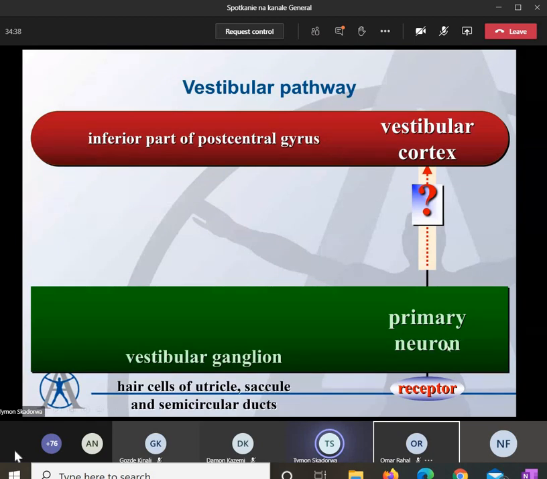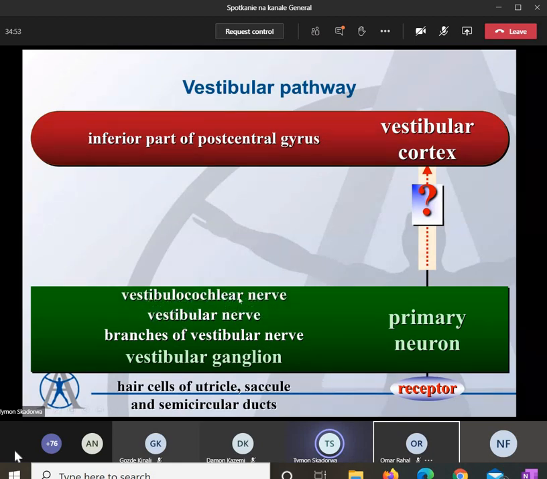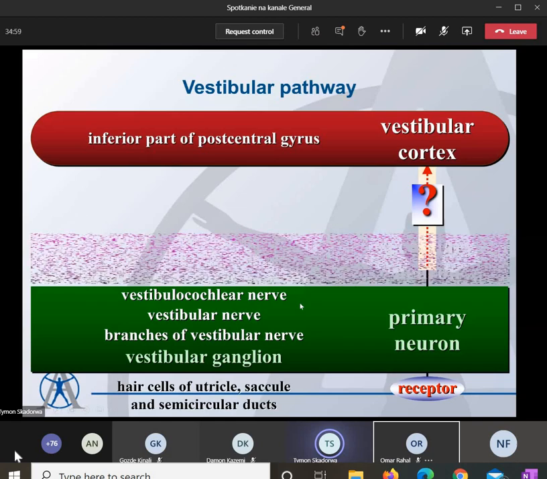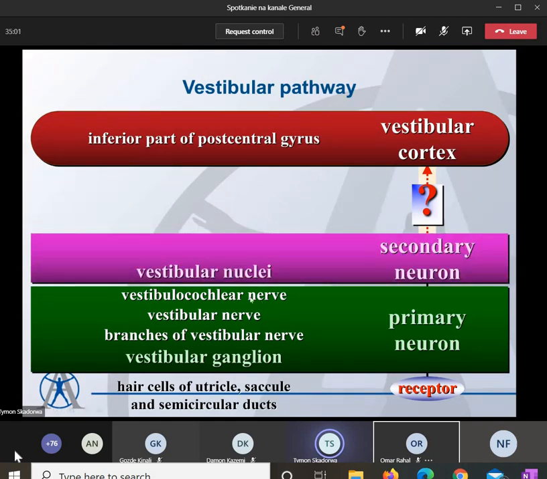Now, we have the primary neuron, which is actually located in the vestibular ganglion. The vestibular ganglion sends out branches of the vestibular nerve. This is something that you know. Then we have the main trunk of the vestibular nerve, where it reaches the cochlear nerve, and together they form the vestibulocochlear nerve, the 8th cranial nerve. Then they enter the vestibular nuclei, located in the lateral aspect of the brainstem.